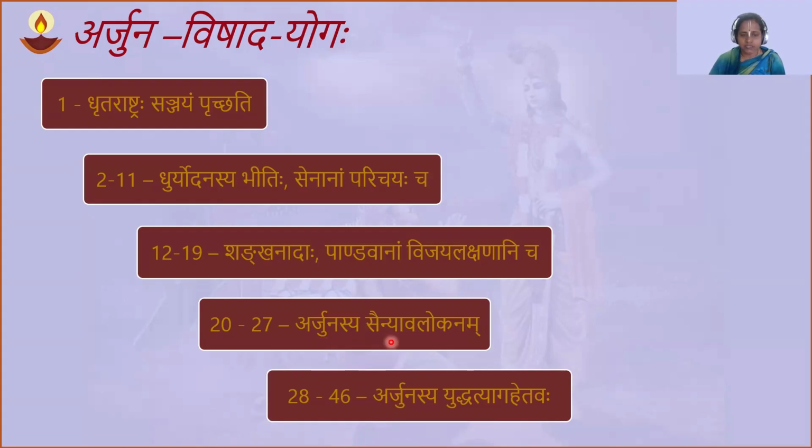Then the next section is Arjunasya Sainyavalokanam. Arjuna asks Krishna to take his chariot in between the two armies. Then he looks at all the grandfathers, fathers, paternal uncles and maternal uncles on the opposite side. The last section of the first chapter is Arjunasya Yuddha Tyaga Hetavaha, meaning the reasons for Arjuna giving up the war. Arjuna lists four reasons in the first chapter why he feels he should not fight. Another reason will come in the second chapter. So that is a short summary.